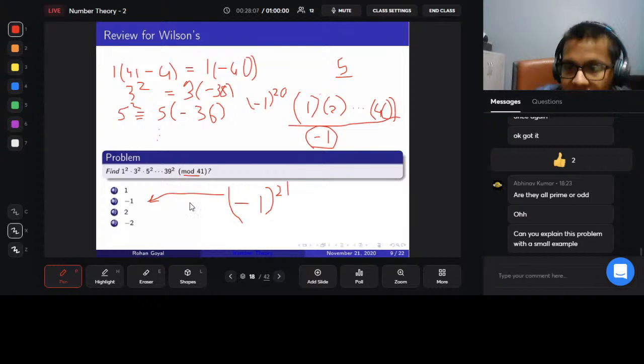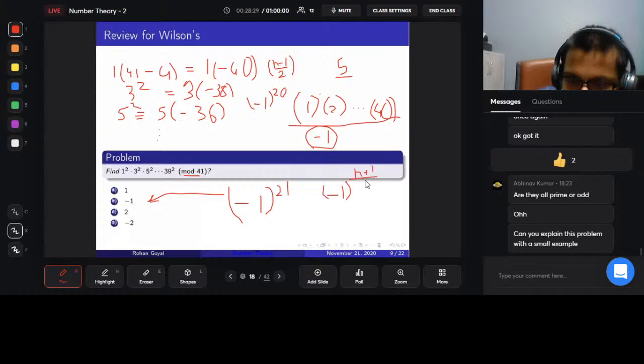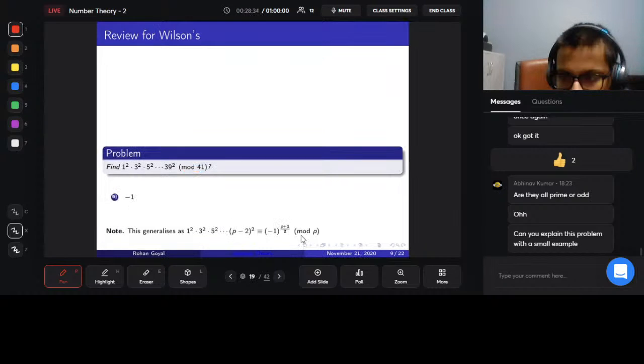In the general case, this becomes minus 1 to the (p minus 1) over 2, because there are (p minus 1) over 2 odds. And here we get another minus 1, so this becomes minus 1 to the (p plus 1) over 2, which is our general answer. This generalizes, as you can clearly see here. Okay, did you understand? This is a slightly more complicated idea, but I hope you understand.